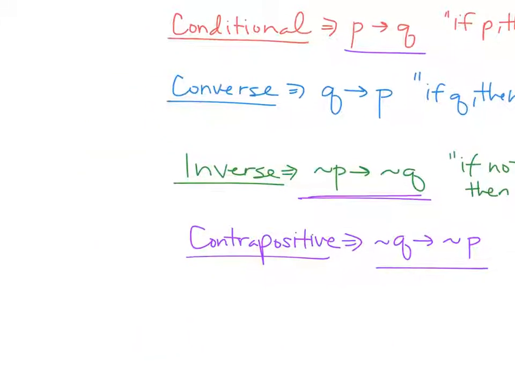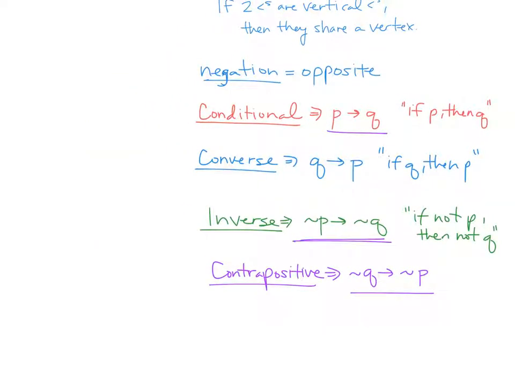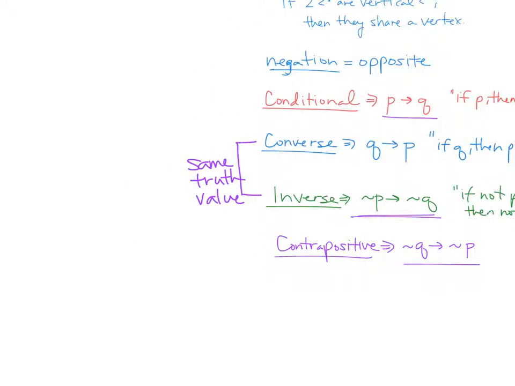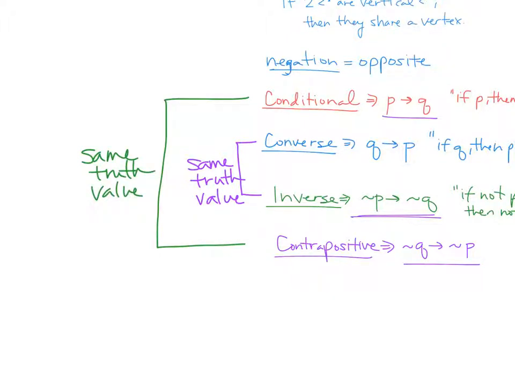Here's what you need to know about these to just make your life easier. These two right here will always have the same truth value. So if the converse is true, the inverse will be true also. The converse and inverse will either both be true or both be false. The conditional and the contrapositive, so these two, will also always have the same truth value. So that means if the conditional is true, the contrapositive is true. That means if the conditional is false, the contrapositive is false.